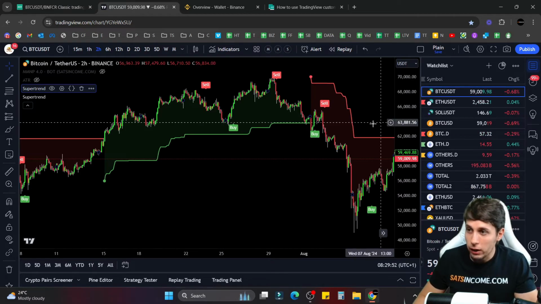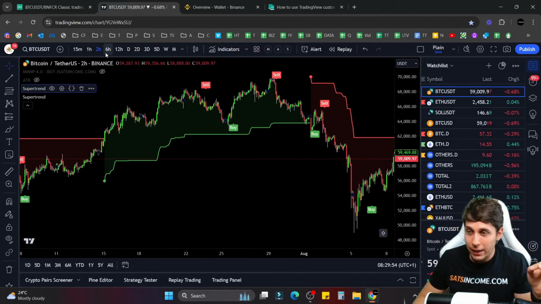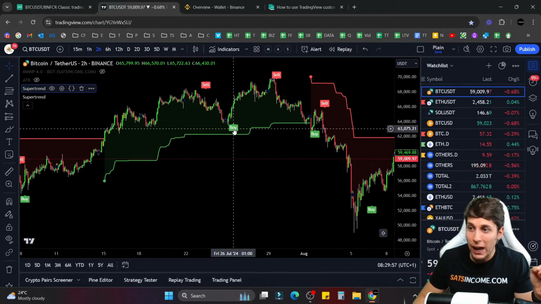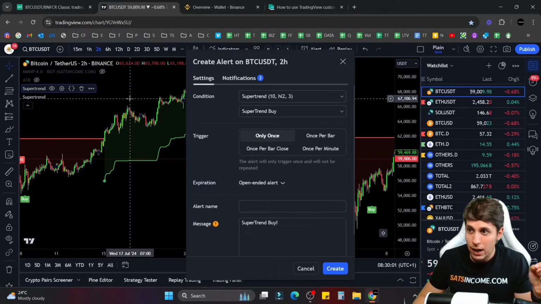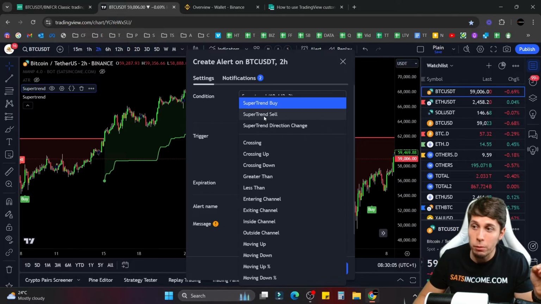Hit create and your alert will be active. Now that's for entering a trade. You also have to set up an alert for exiting your trade, right? So we do this same thing one more time. Click on the 3 dots, add alert on the super trend. Now it's gonna be super trend sell.